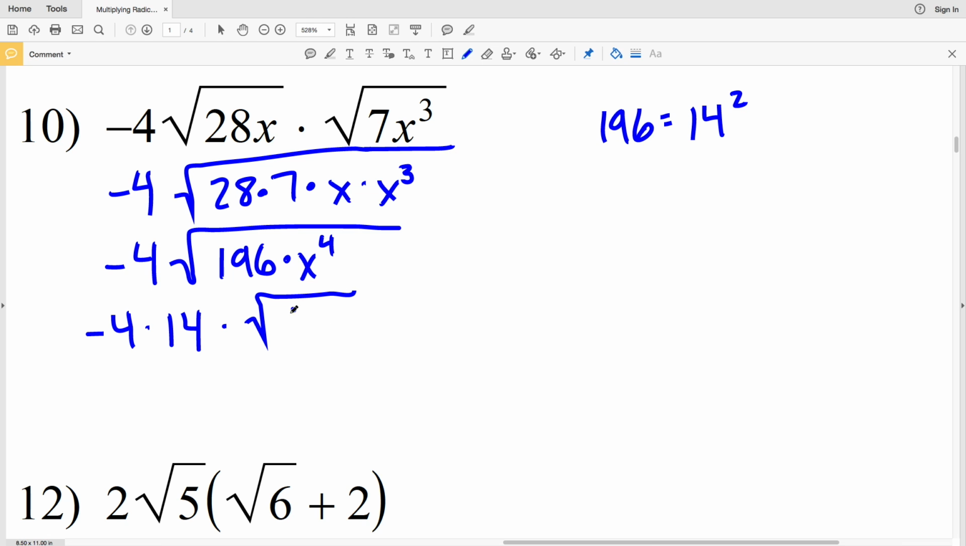However, I'll write x to the fourth as x squared squared, because remembering the law of exponents, an exponent raised to another power, they get multiplied together, so x squared squared is the same as x to the 2 times 2, which is x to the fourth. But writing it this way allows me to pull out that base x squared, because my square root will cancel out that exponent of 2. So negative 4 times 14 equals negative 56, and I'm pulling out that x squared, so negative 56 times x squared is my final solution in this video.